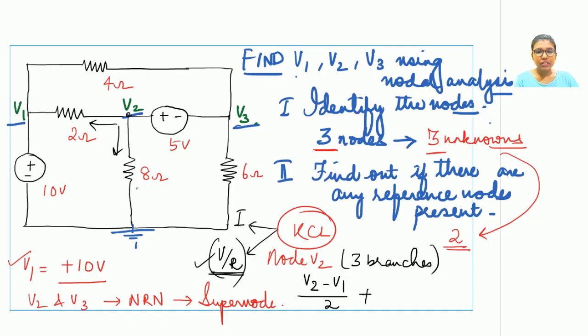Coming to the second branch, the current is flowing in the outward direction. It is once again connected to a resistor. Finally, it is connected to the ground. So it can be written as V2 minus 0 upon 8. So we have already written the equation for two terms. We are left with the third one. Now V2 is connected to a voltage source and finally it is connected to V3. So how will our equation be? We have to start from V2. Why? Because that is the node for which the KCL is being written.